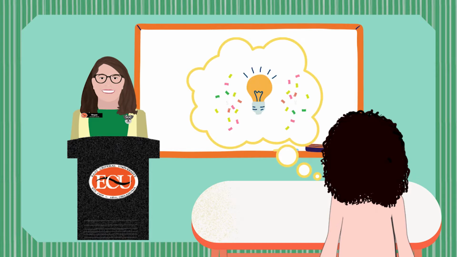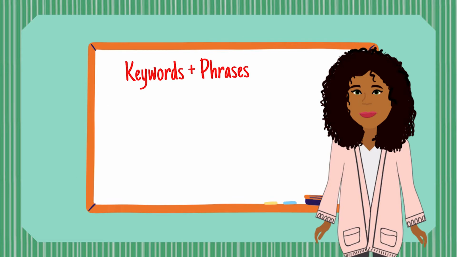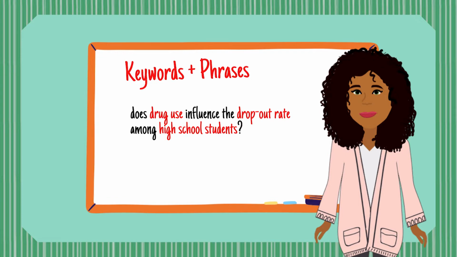One of the first steps to finding good research materials is determining the key words or phrases to use in a search. First, you need to decide what question you want to research to answer. For example, if the topic your professor gave you was drug use in your community, your question might be, does drug use influence the dropout rate among high school students? How does drug abuse affect the local economy? In the questions above, the key words or phrases are highlighted to show what terms you could use when searching information resources.